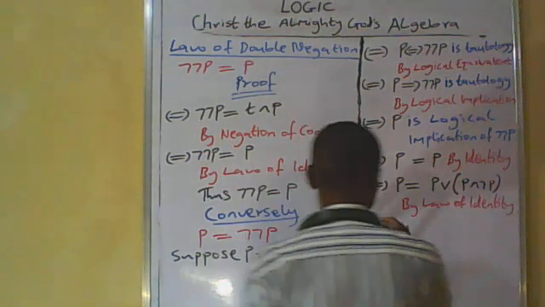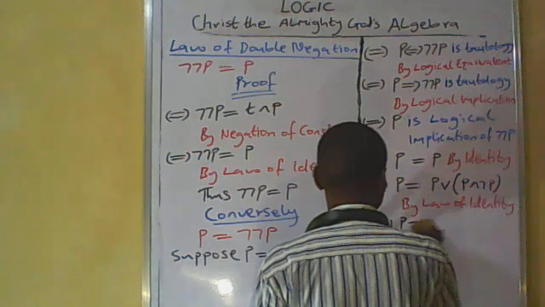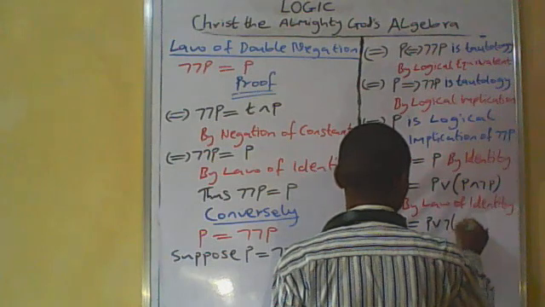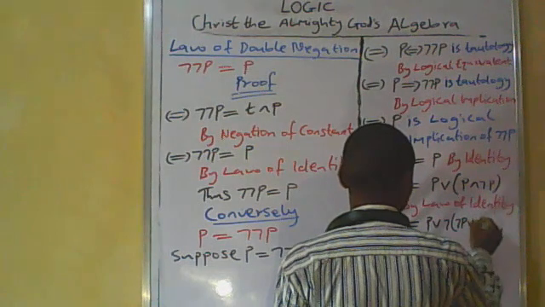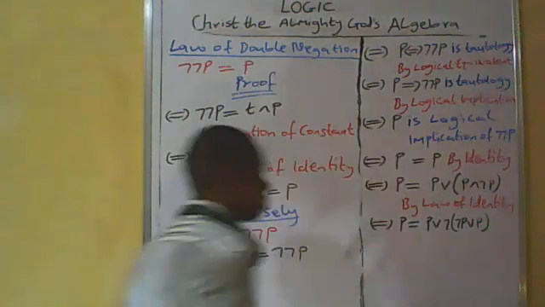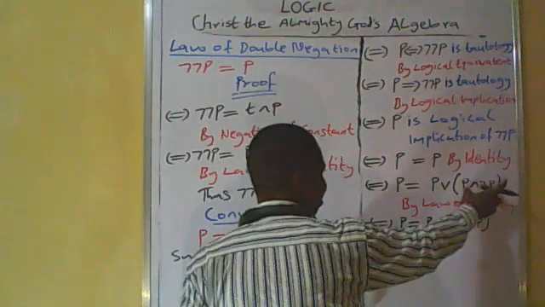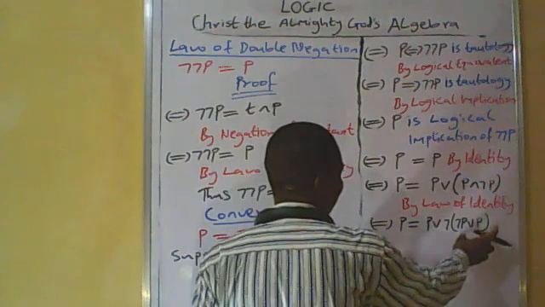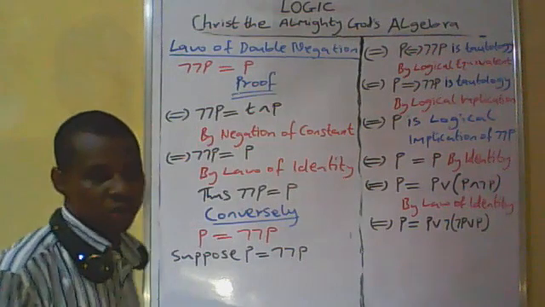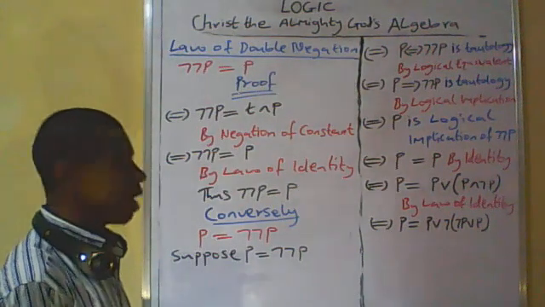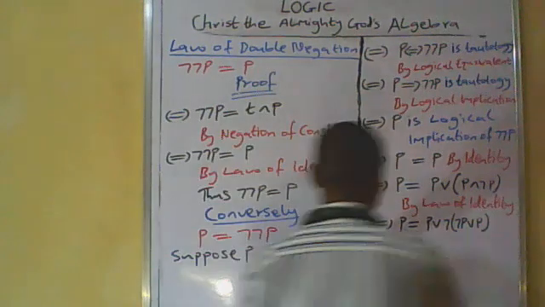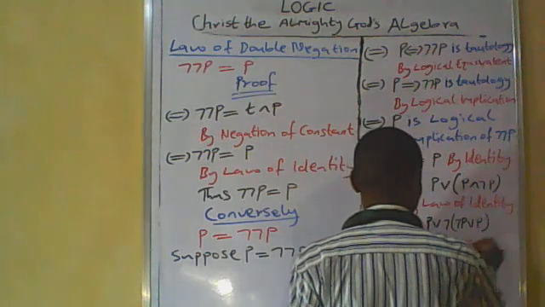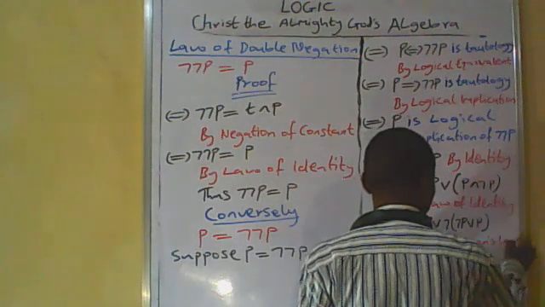Say if and only if P is equal to P or not bracket not P or P. This statement has now been substituted with not bracket not P or P by De Morgan's law. They are still logical equivalent. So being justified by De Morgan's law.